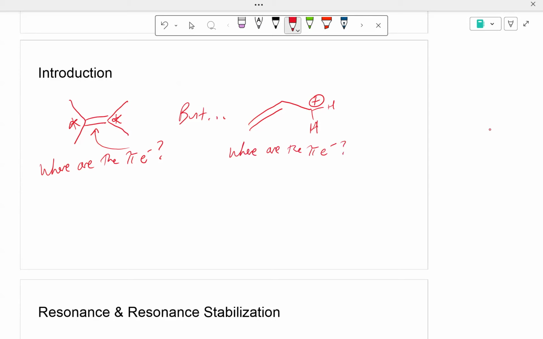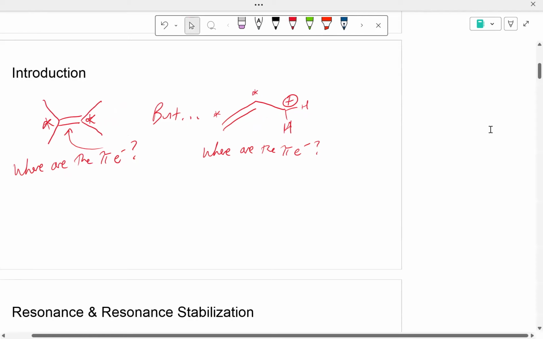Now, if we go strictly off of the line angle formula, we would say, well, those pi electrons should be between this carbon and this carbon. And this is a case where the line angle formula actually fails to correctly ascribe where those pi electrons are. It helps us in notating the structure, but it doesn't really completely describe where those pi electrons are. You say, well, where else could they be if not between those first two carbons?